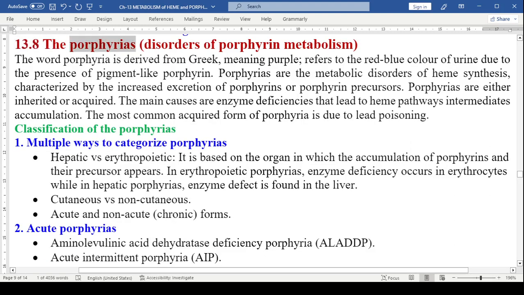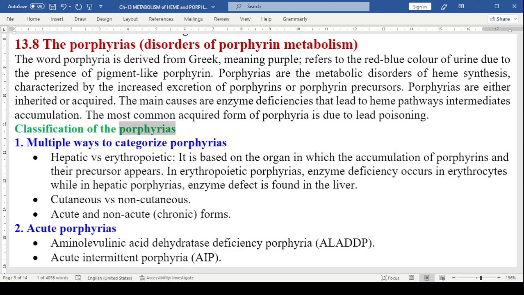13.8 The porphyrias, disorders of porphyrin metabolism. The word porphyria is derived from Greek, meaning purple, and refers to the red-blue color of urine due to the presence of pigment like porphyrin. Porphyrias are the metabolic disorders of heme synthesis, characterized by the increased excretion of porphyrins or porphyrin precursors. Porphyrias are either inherited or acquired. The main causes are enzyme deficiencies that lead to accumulation of heme pathway intermediates. The most common acquired form of porphyria is due to lead poisoning.